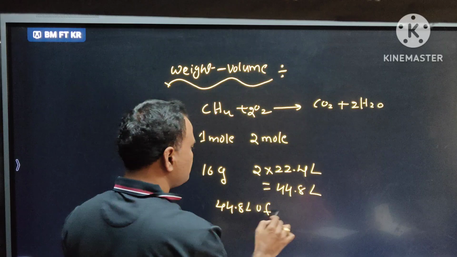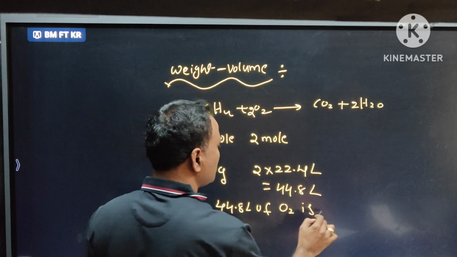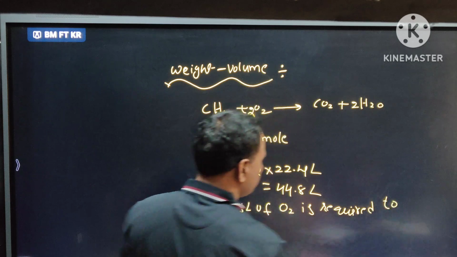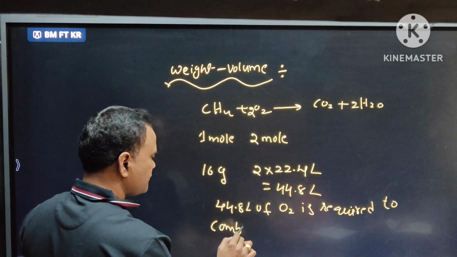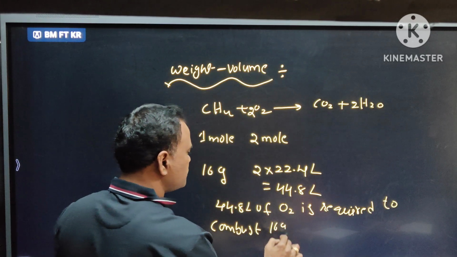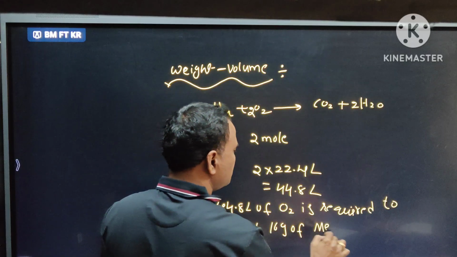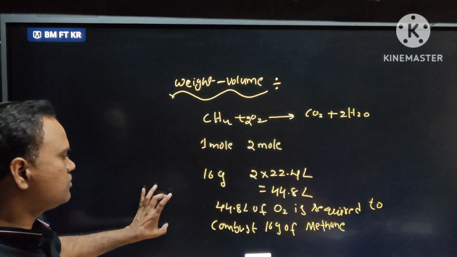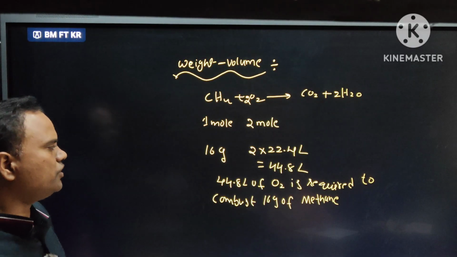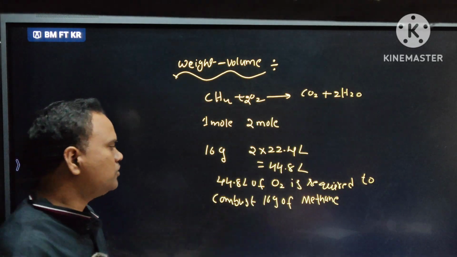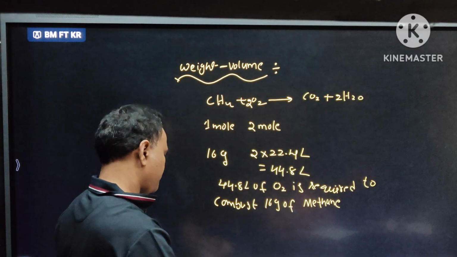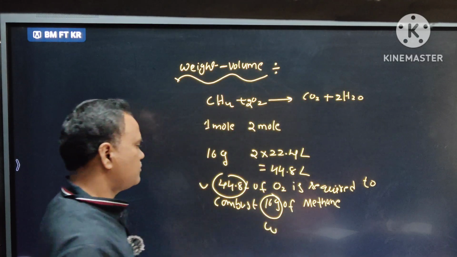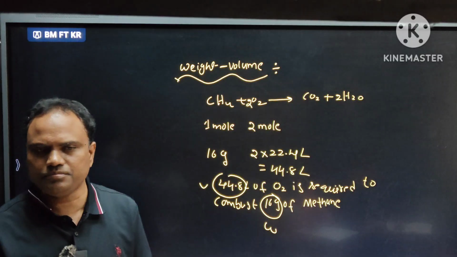Write that statement. 44.8 liters of O2 is required to combust 16 grams of methane. This is the weight volume relation. For 16 grams you need 44.8 liters.